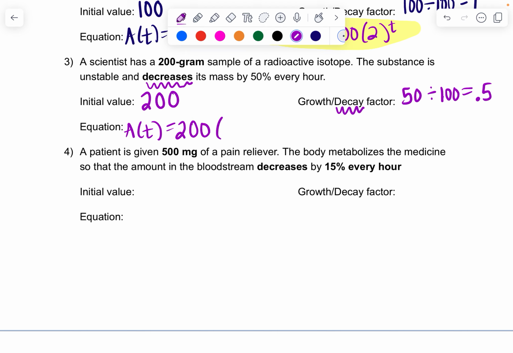Our initial value is 200. It's decreasing, so 1 minus 0.5 to the power of t. And then simplifying, 1 minus 0.5 is 0.5. So A of t is 200 times 0.5 to the power of t.